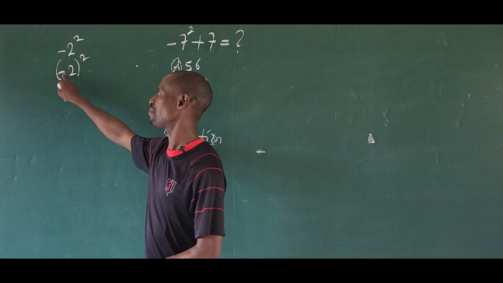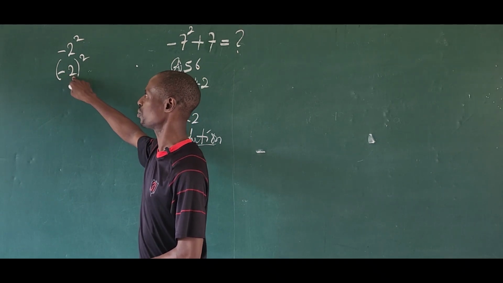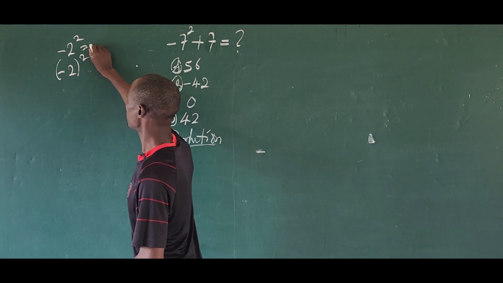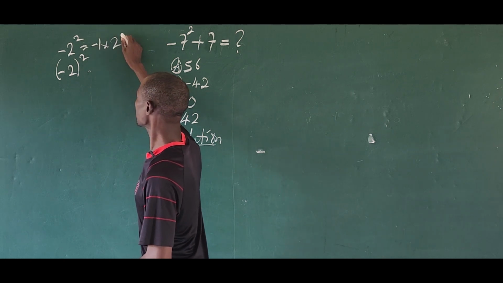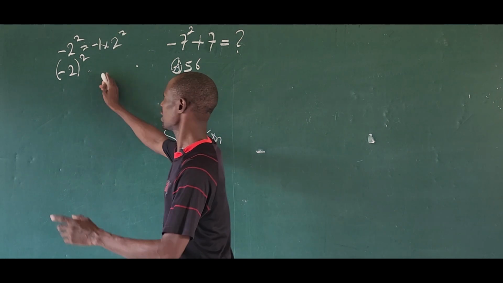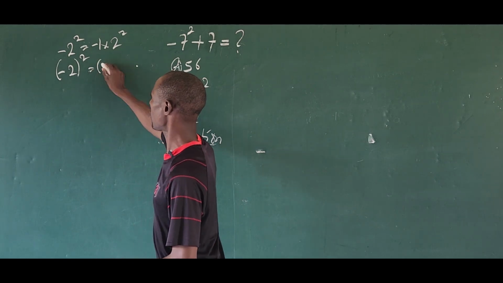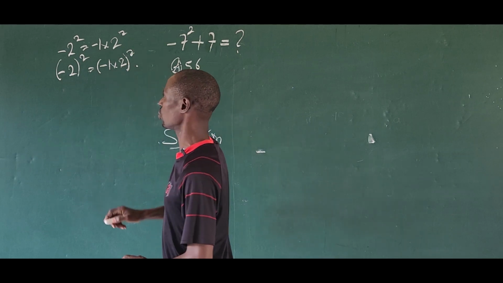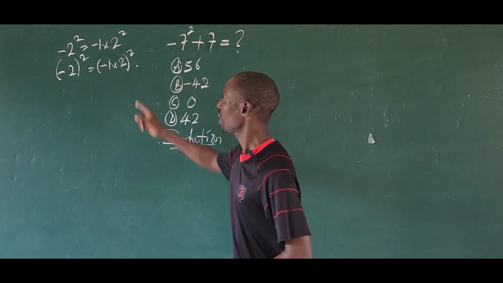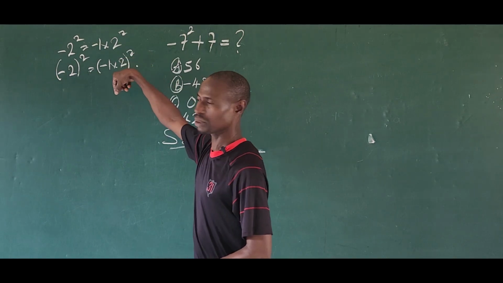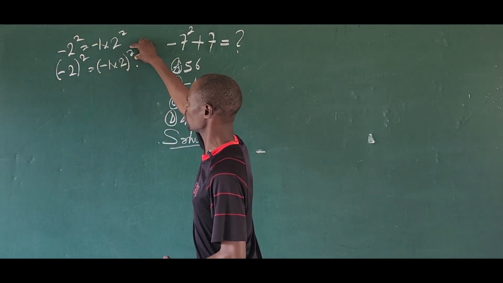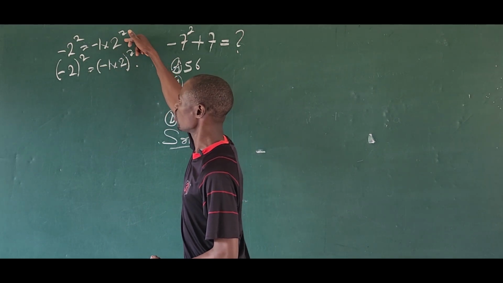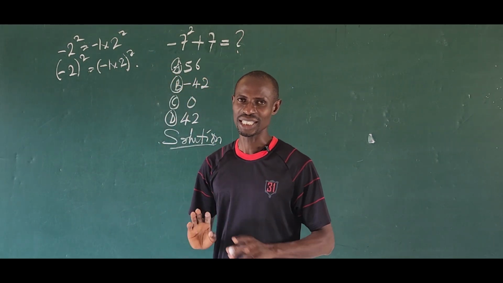Again, we can separate the minus from the 2 in both. The first could be written as minus 1 times positive 2 to the power of 2, and the second as minus 1 times positive 2, all raised to the power 2. So the difference is that the minus is still included inside the bracket, and so the power will affect this minus 1. Meanwhile, in the first, the power only affects the 2. And so you see the difference.